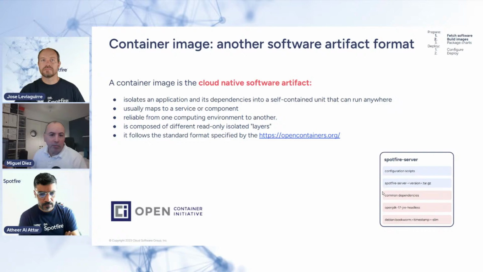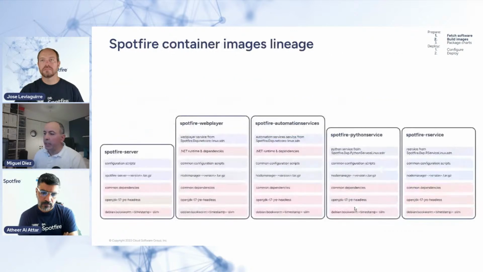For example, we take the Spotfire server container image. We see that we have different layers. It's built from the Debian base image layer, adding OpenJDK, some other software dependencies, and on top of that, the Spotfire server software and some configuration scripts. Right? So you get the idea.